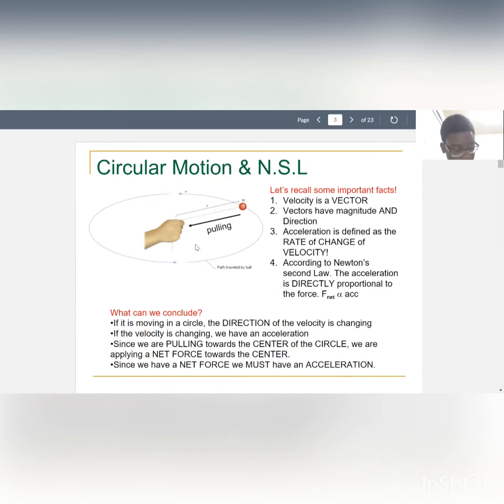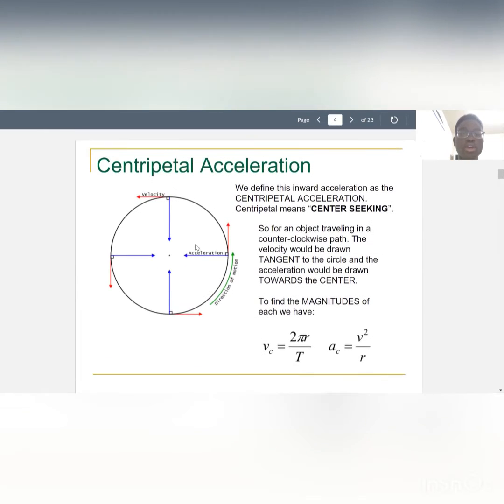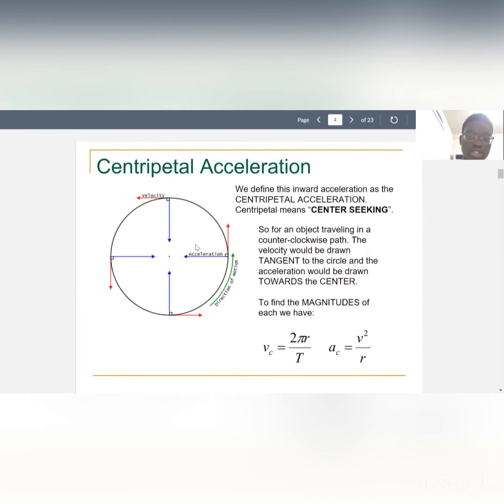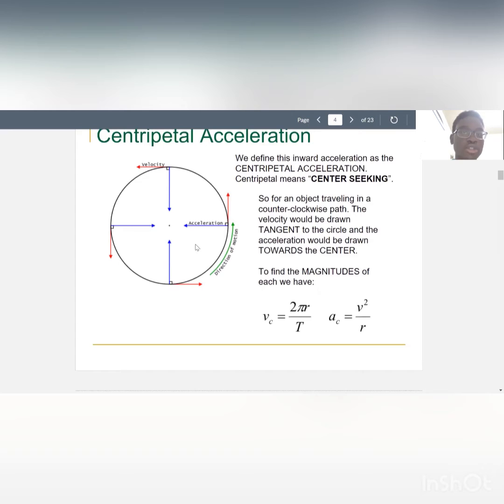And so acceleration is always pointed towards the center of the circle. So where there's acceleration, there is also a net force. And so what I mean by that is, over here, the acceleration is pointed towards the center of the circle. And so that means that there's a net force, because you know that when there's acceleration, there's also a net force. And so this acceleration is not just called acceleration, it's called centripetal acceleration.